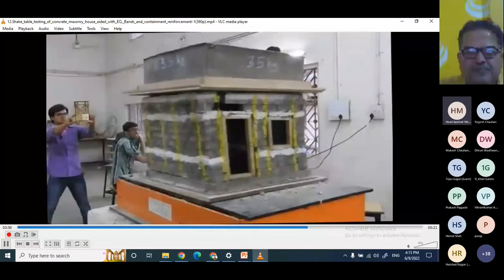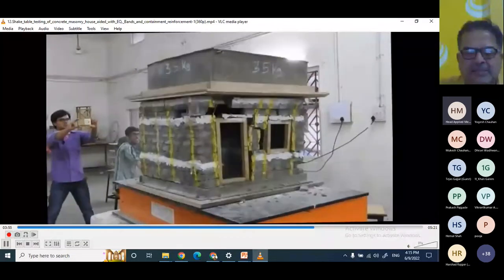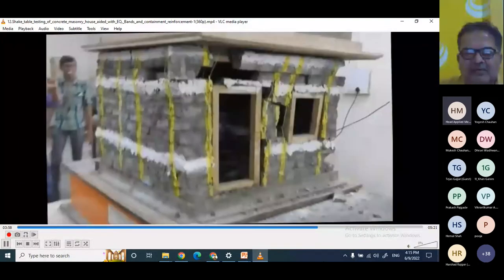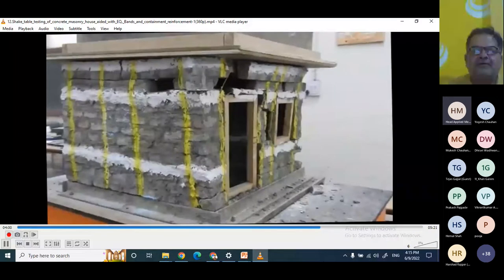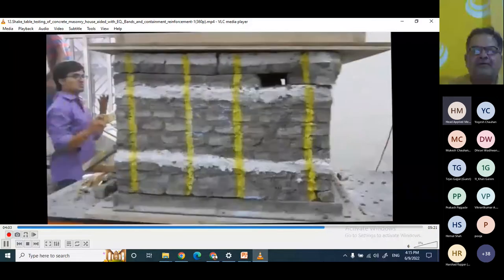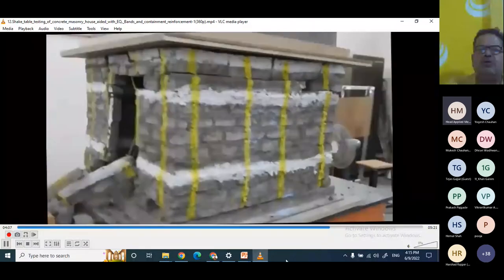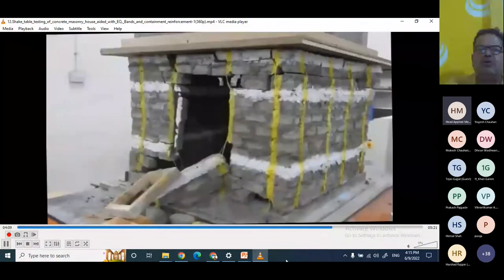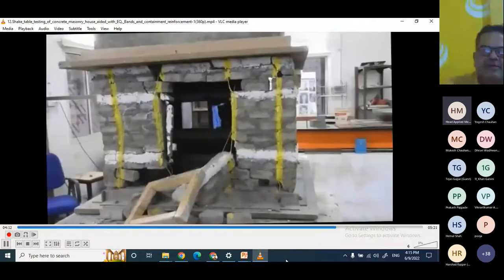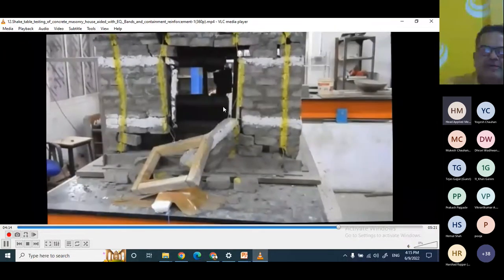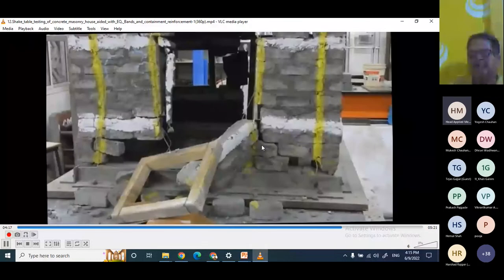You see, the masonry units are coming out, but your structure is not collapsing. The reason is containment reinforcement, right? There is an integrity in the vertical direction. This is very important. So you have to understand the importance of containment reinforcement. Around the opening, it fails because you can see this containment reinforcement gets damaged and the collapse takes place.